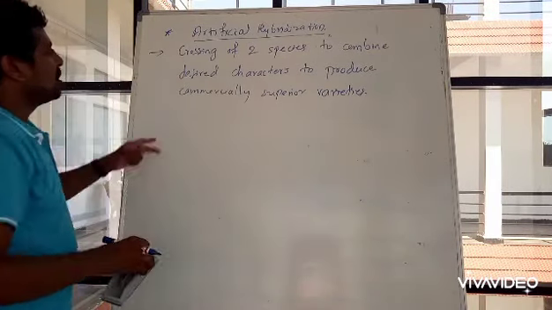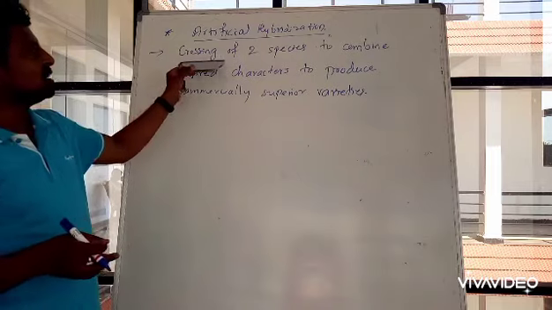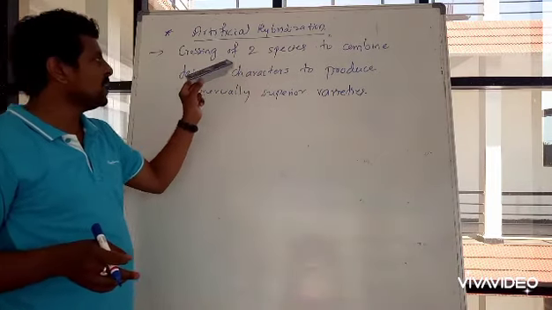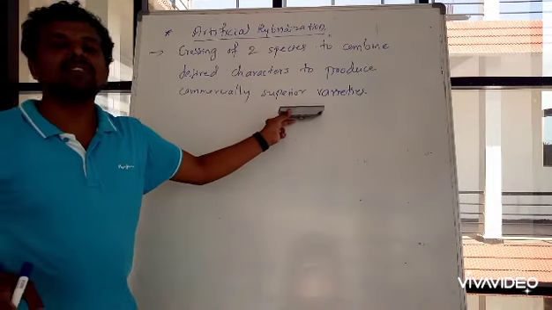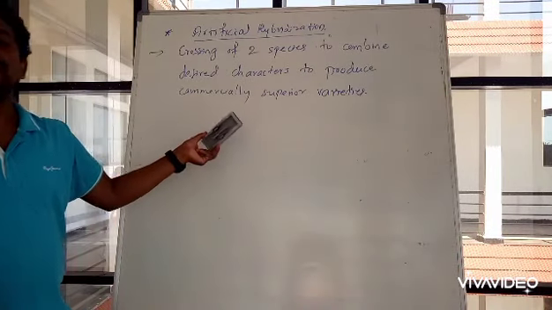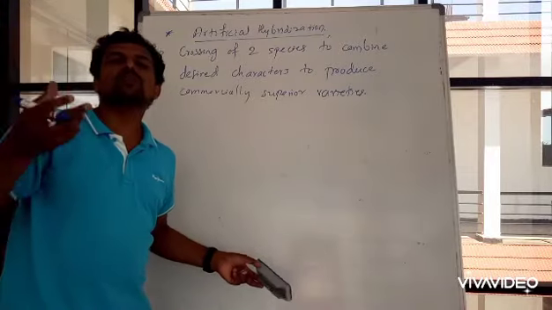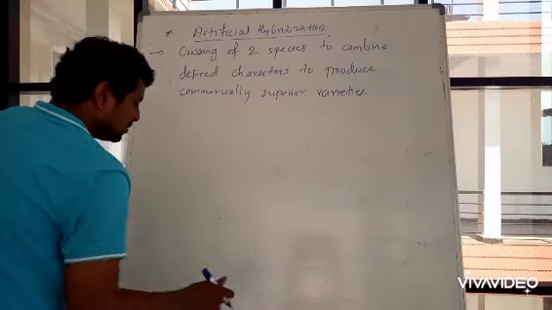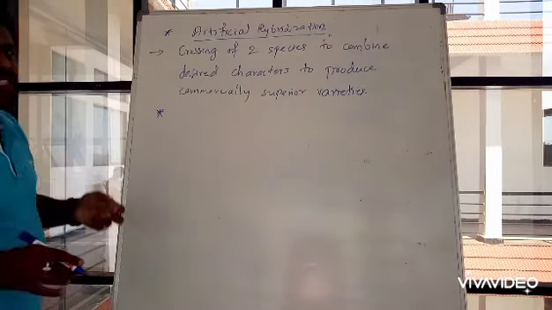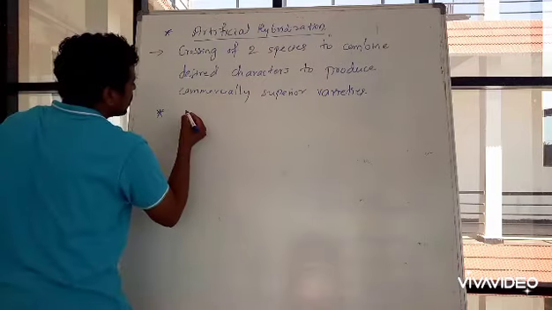Now, artificial hybridization means crossing of two species to combine desired characters to produce a commercially superior variety. The variety which is produced is of superior quality, right? So this is artificial hybridization, which is generally performed to improve the crop varieties.